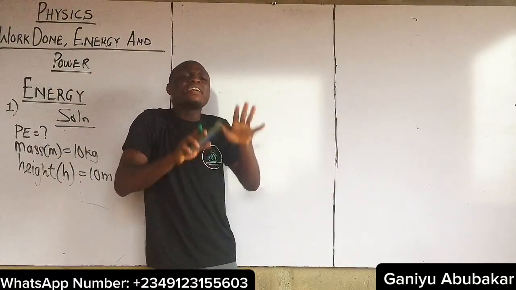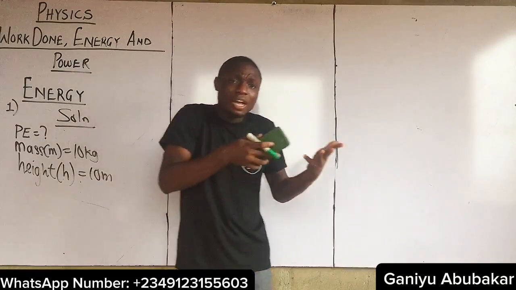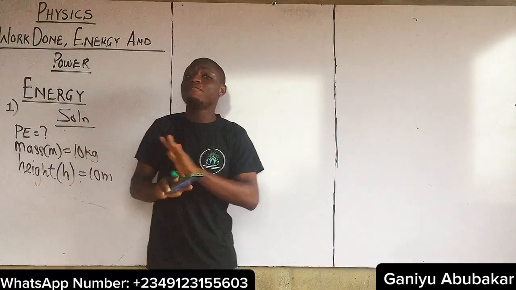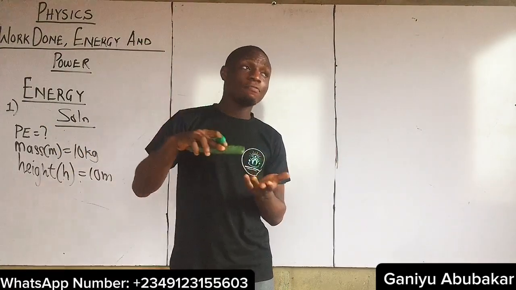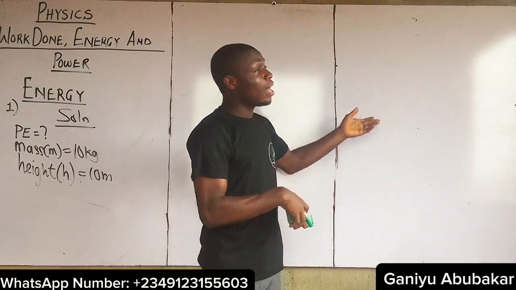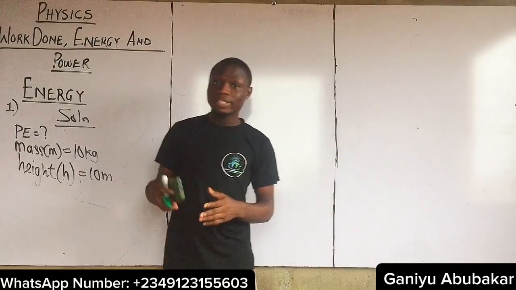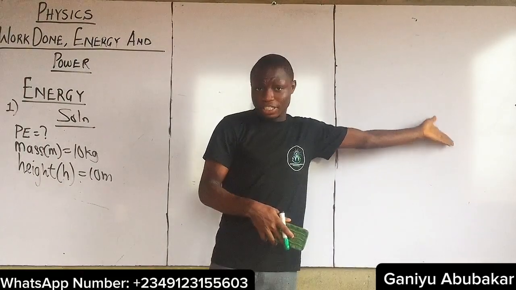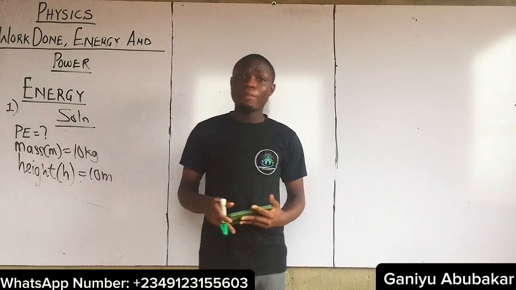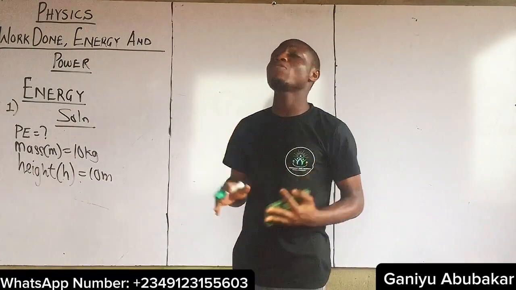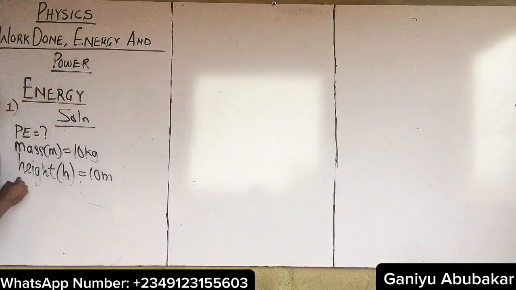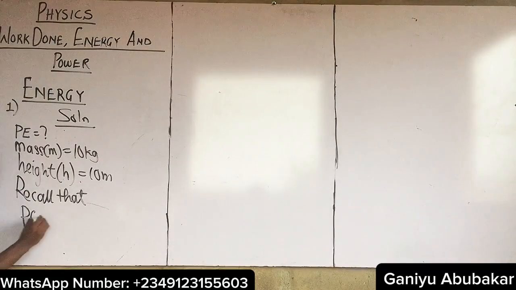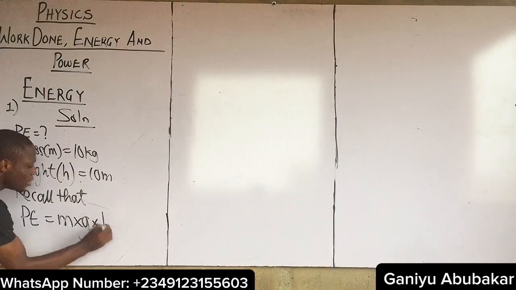Observe that the real formula for potential energy and the gravitational formula are the same thing, but the difference is the elastic potential energy is different. That's half Ke squared, right? That's the mathematical expression for elastic potential energy. So for this one, I apply the real mathematical expression for potential energy. Recall that potential energy is equal to mass times gravity times height.